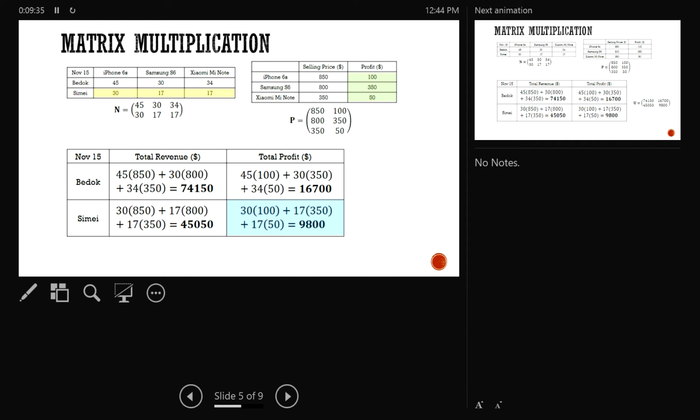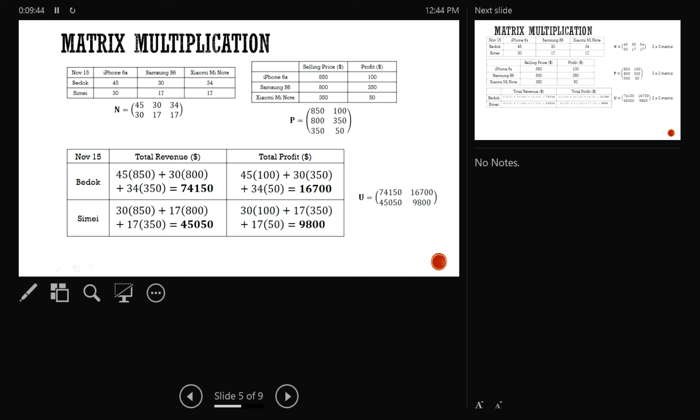So you see, after you multiply, you get another table. So the information in this table can be translated into a matrix again. So this is my matrix U, just a random letter. And it contains 74,150, 16,100, 45,050, 9,800. Are you all okay with the headings in the last table? Is the heading all correct? Total revenue, total profit, total and CMake?